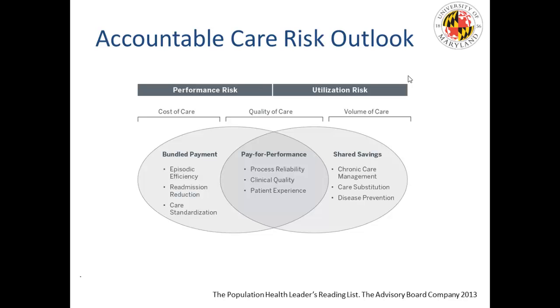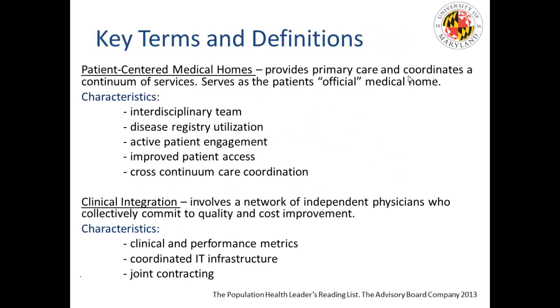This information was pulled from the document that you're reading, the Population Health Leaders Reading List, and it was published in 2013, last year. So there are a few key terms that I want to be sure that we cover. One is the patient-centered medical home, clinical integration, and then the next slide, I believe, is on the accountable care organization. So you've all heard of patient-centered medical homes, I'm assuming, but it's pretty much a primary care provider that's coordinating a continuum of services.